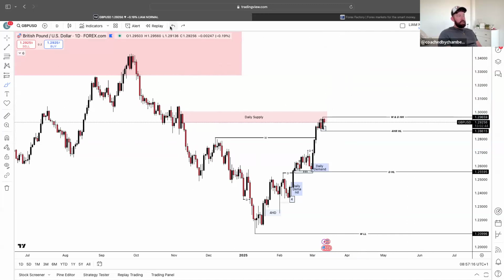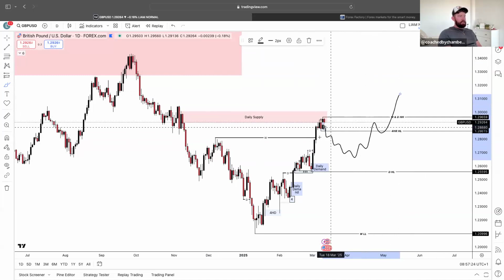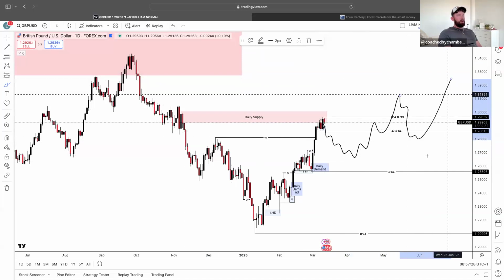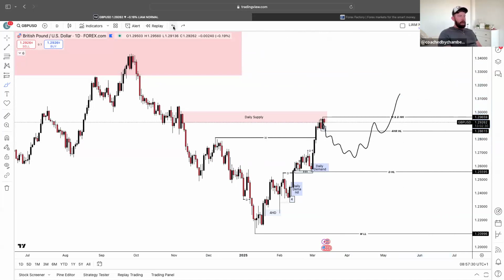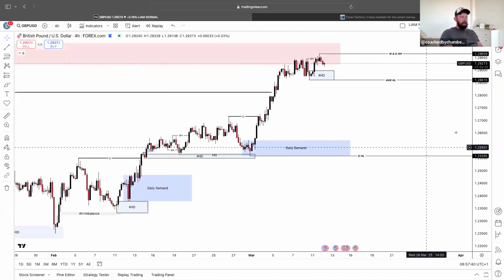What I would like to see, of course, is the market be fluent, and obviously I'd love to see this rebalance and then just carry the trend on upwards, rebalance and then carry the trend on upwards. So of course that would be my preferred prediction for the market. So in regards to that, that's the daily, and then we obviously have this 4-hour.